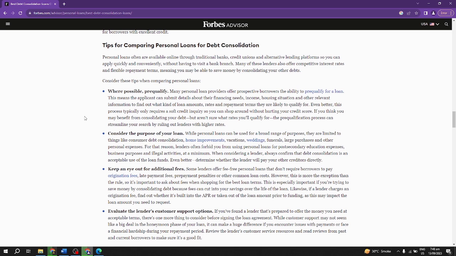At a minimum, when considering a lender, always confirm that debt consolidation is an acceptable use of the loan funds. Even better, determine whether the lender will pay your other creditors directly.